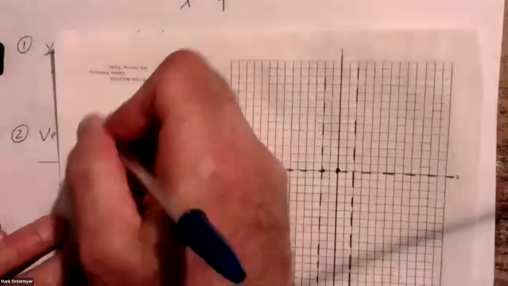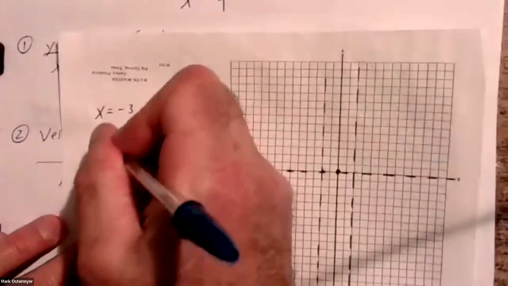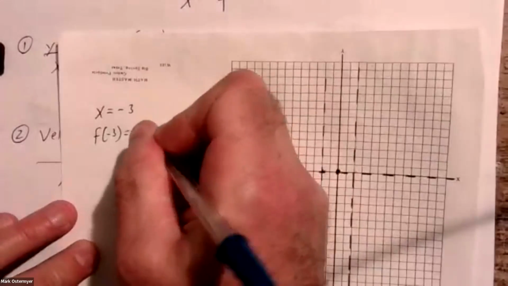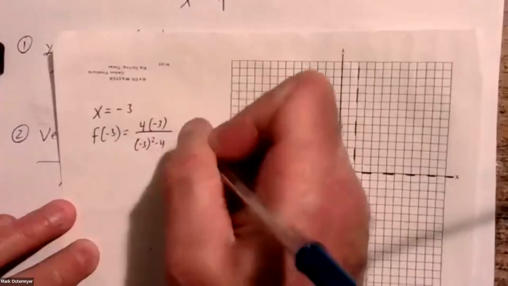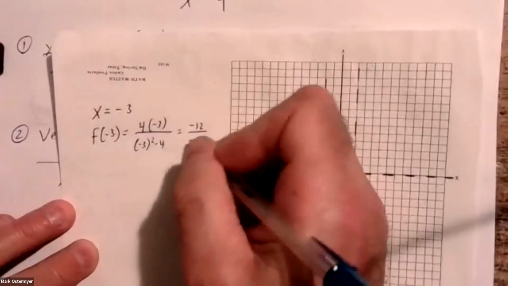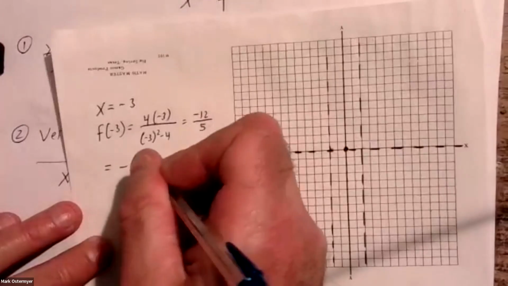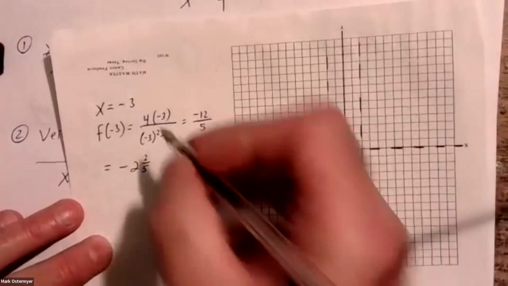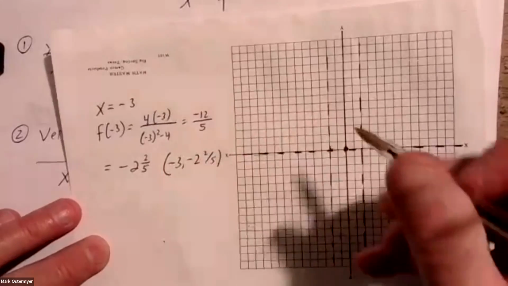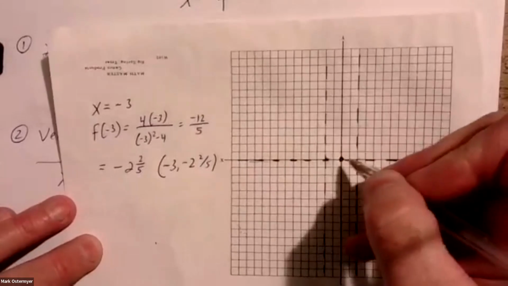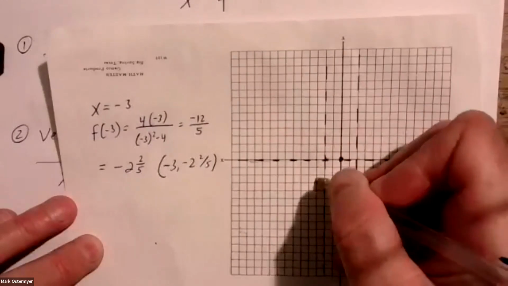Maybe -3. So let's let x be equal to -3, and let's evaluate our function at -3. That's to say we would have 4 times -3 over -3 squared minus 4, which is -12 over 9 minus 4, which is 5. So we would have -12 fifths, which is to say we would have -2 2/5. So therefore we have the point -3, -2 2/5. I'm going to plot that point in this interval here. -3 and -2 2/5 is going to be right about here.